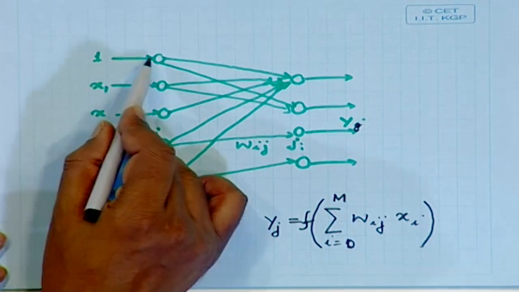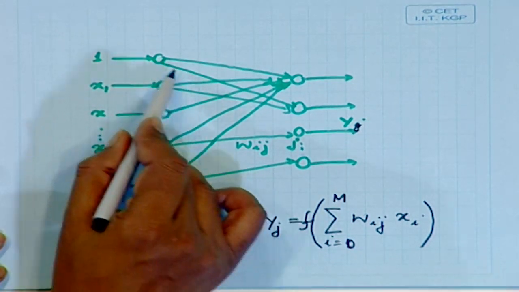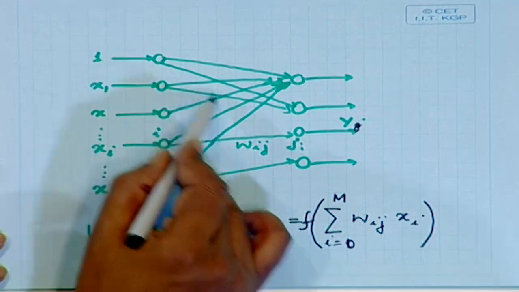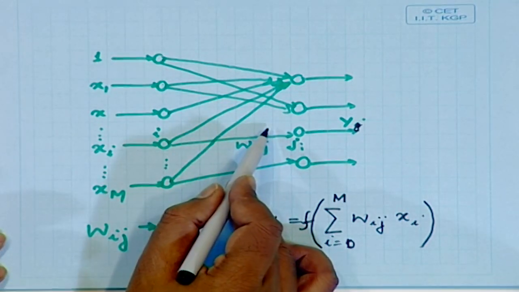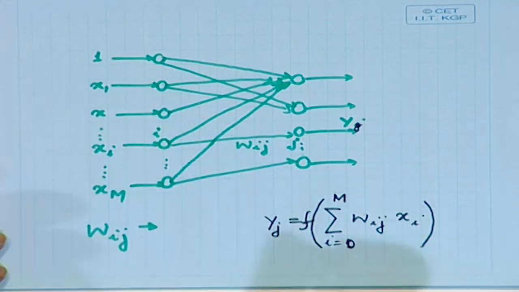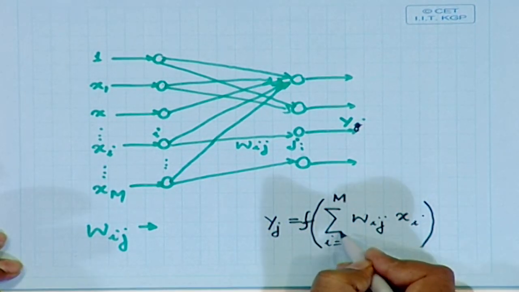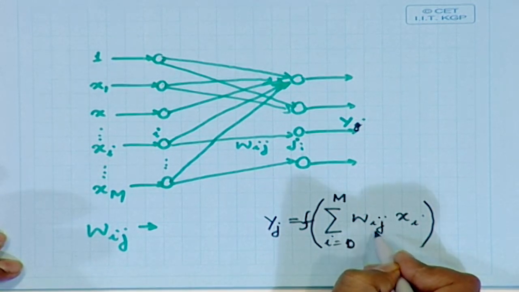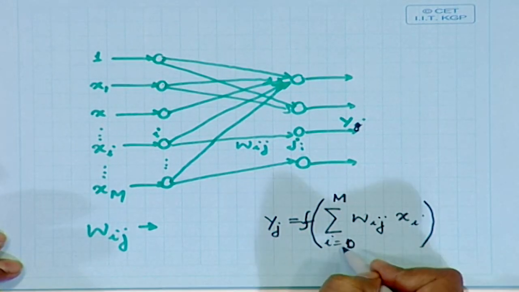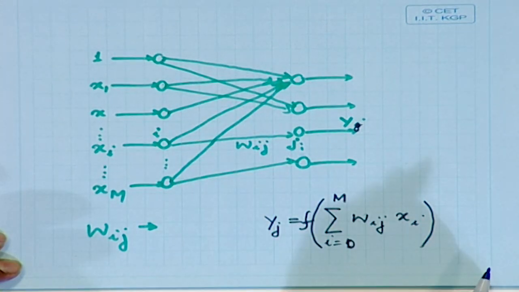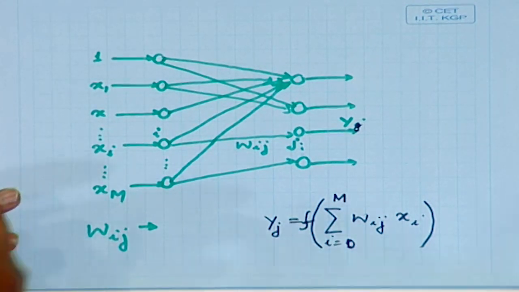So, i equal to 0 means this W0j connection component will actually correspond to the bias or bias weight. So, I have this Yj which is a nonlinear function of the sum of Wij into xi, where i varies from 0 to capital M. In some cases, as we said earlier, this nonlinearity can be a threshold function. In other cases, the nonlinearity can also be a sigmoidal function.